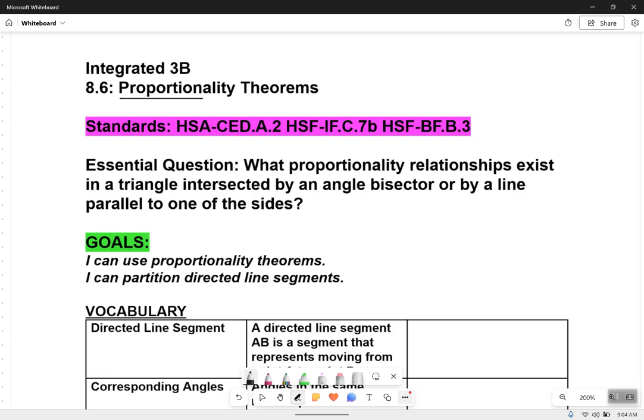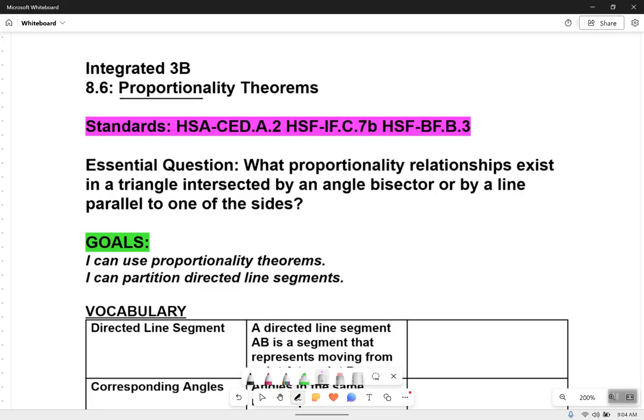All right, so guys, we've been talking a lot about this proportion stuff right here in terms of similar figures. That's not going to go away like you said. So 8.6 is titled Proportionality Theorems. And this essential question that we're looking at answering today is the following. What proportionality relationships exist in a triangle intersected by an angle bisector?